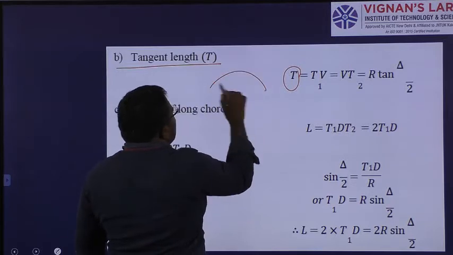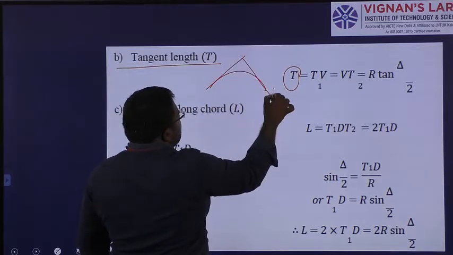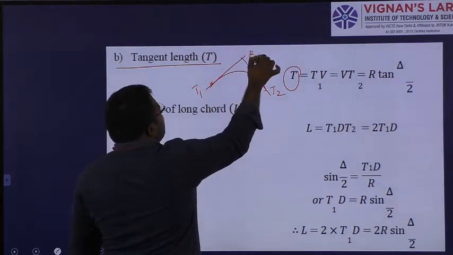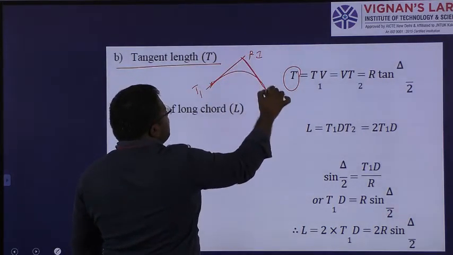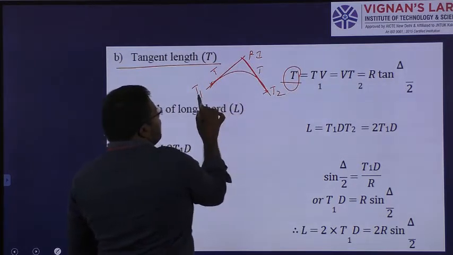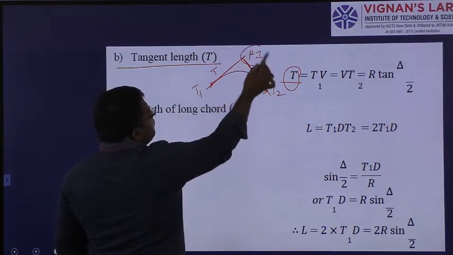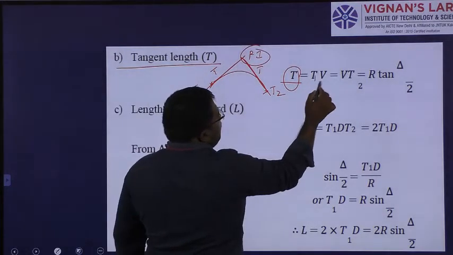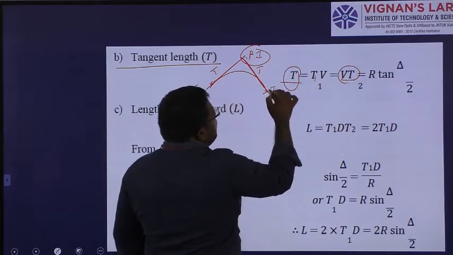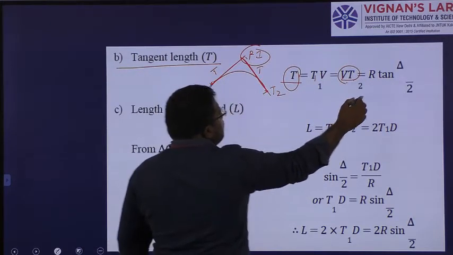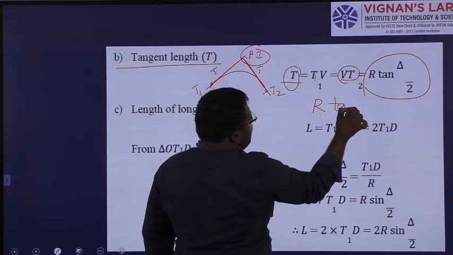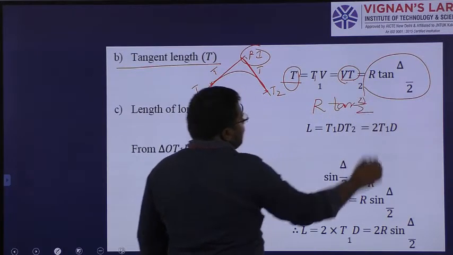In the figure, this will be the curve, this is T1 and this is T2. From T1 to the point of intersection, and from the point of intersection to T2, those lengths are called T. That's why T is equal to T1V or VT2, which equals R tan delta by 2.